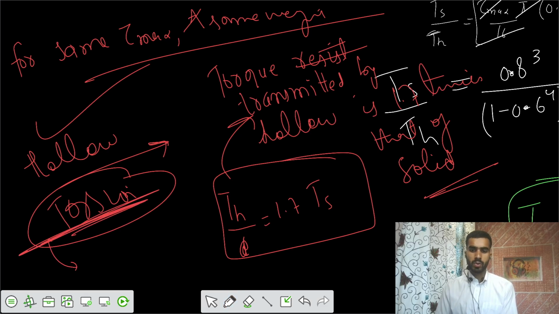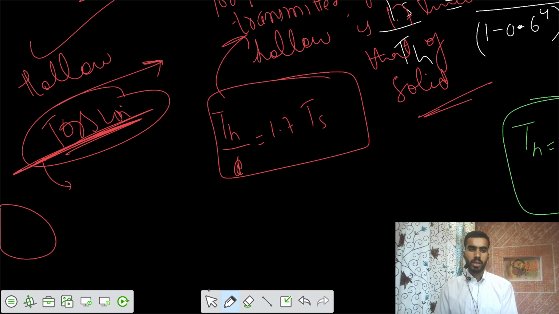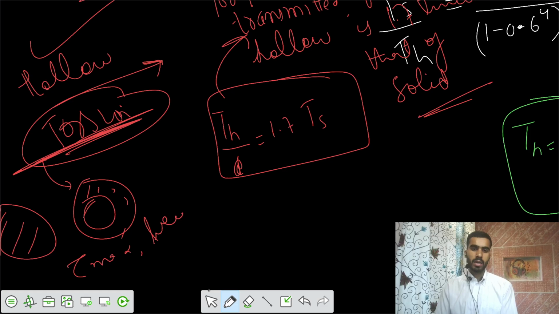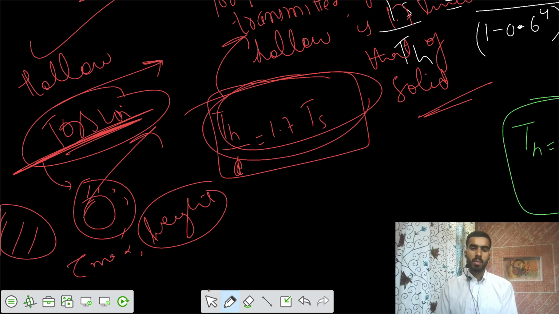If you want to compare the two materials, one is your solid material, the next one is your hollow material, but both have the same tau max and the same weight, you can prefer the hollow section because it can transmit more amount of torque.